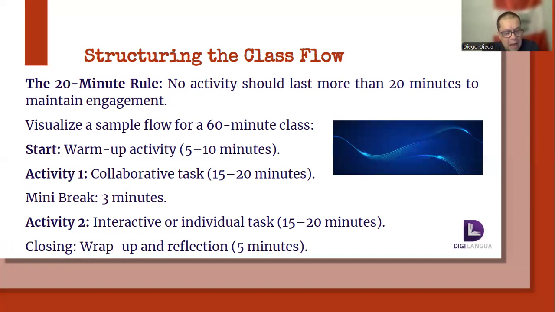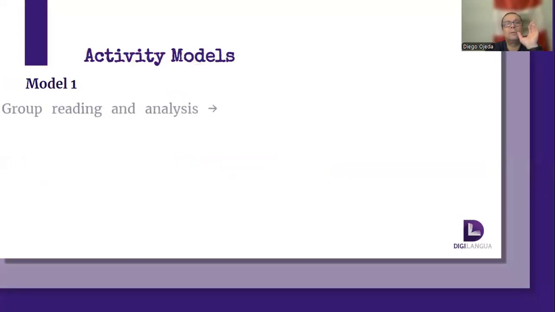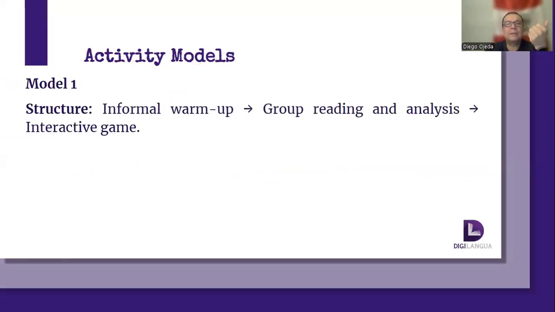So let's think about how we divide our class time and what changes we can make, with the hope that we have for engagement. What changes can we make in our instruction, in our classes? So there are some activity models here. Model one. So structure. We start with an informal warm-up. It can be the conversation, or it can be a group reading. It can be an interactive game.